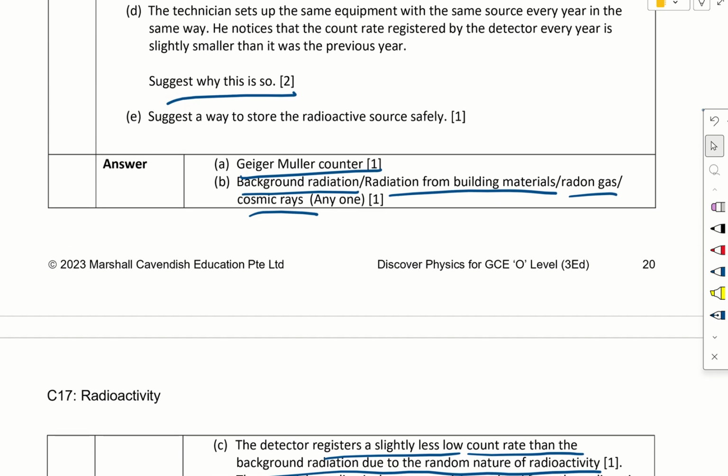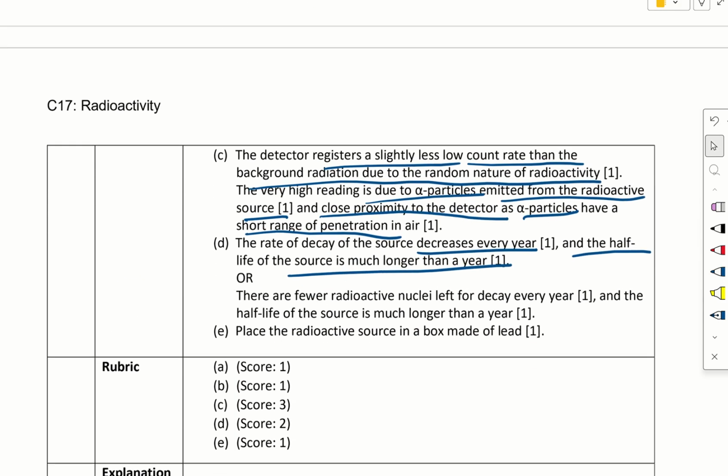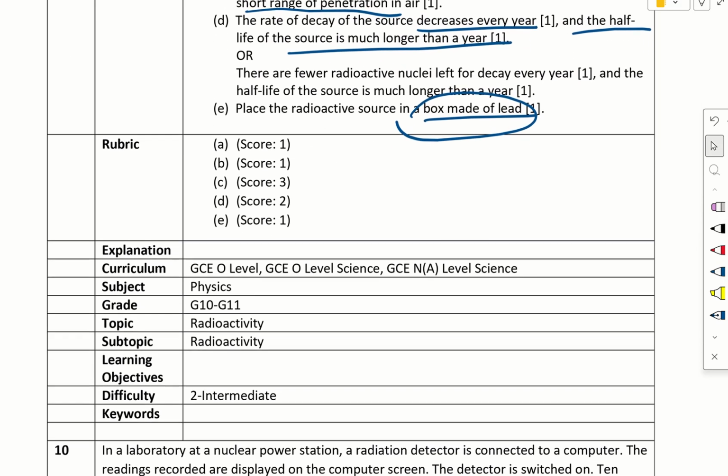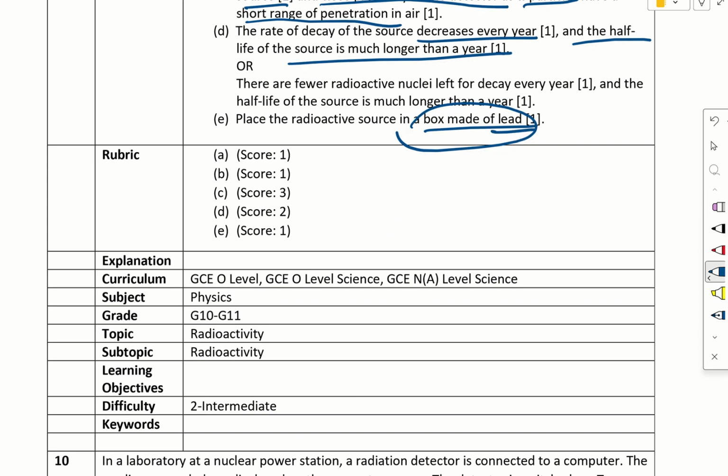Suggest a way to store this safely. It can be put in a box made of lead. Of course I know alpha particles can be blocked by a few pieces of paper, and may not be able to pass through the human skin into the body, but because they are still radioactive, why not just put it in a box made of lead, because lead can also block gamma radiation.